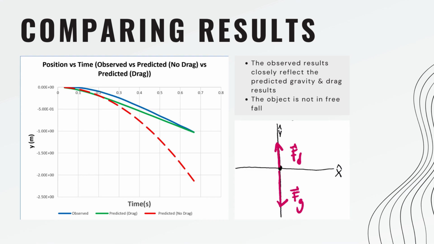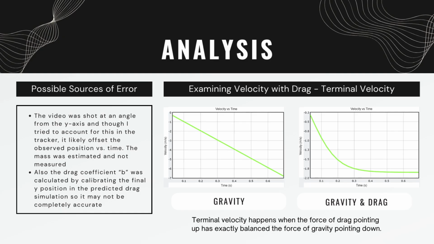Analyzing the data even further, we see that even though the glider was under the effect of drag, the graphs did not line up perfectly. Possible sources of error include inaccuracies in the translation of the observed position by the Tracker, as well as inaccurate estimation of mass. It's also important to note that the drag coefficient B was calculated by calibrating the final Y position in the predicted drag simulation, so it may not be completely accurate.